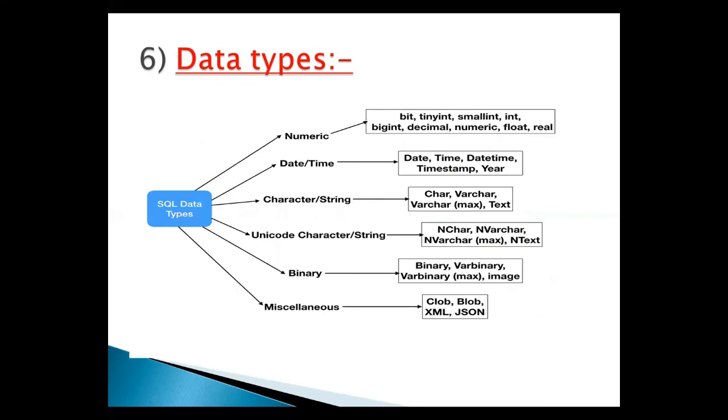Next heading is data type. A data type determines the types of data that can be stored in a data column. Although many data types are available, three of the most commonly used data types are: first, alphanumeric data; second, numeric data; and third, date and time.